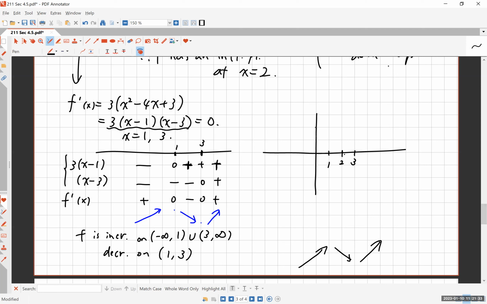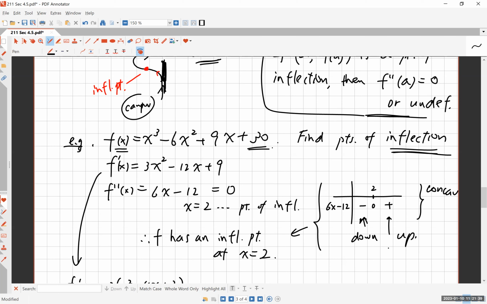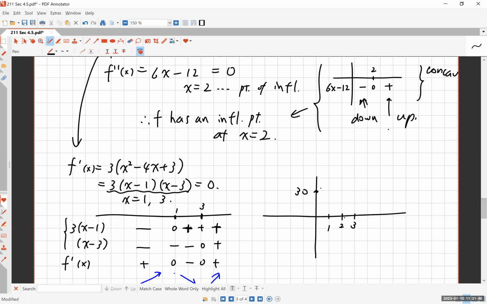Oh, by the way, when x is 0, the value is easy to find. Because x is 0, f of 0 must be 30. That's the y-intercept. Now, you know that the function is still increasing at this point, right? And in fact, concavity is down and increasing. So the graph must go like this up until 1. Okay, remember, it's concave down up until 2.